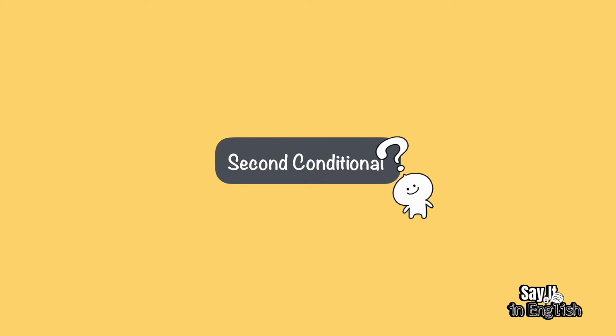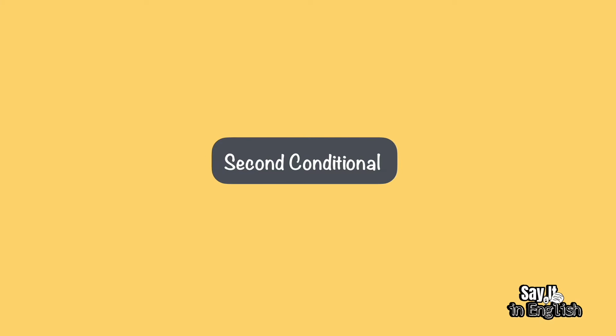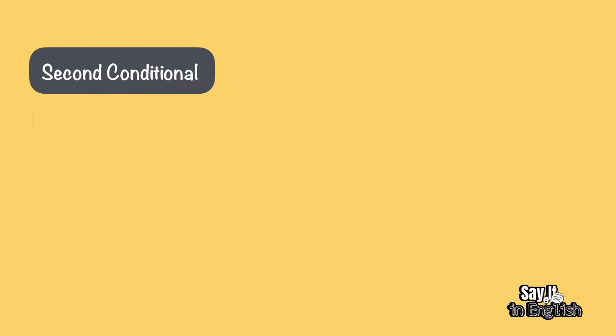What is the second conditional? The second conditional describes outcomes that are either improbable or impossible. This indicates that the outcome is doubtful because the condition either can't or probably won't occur.